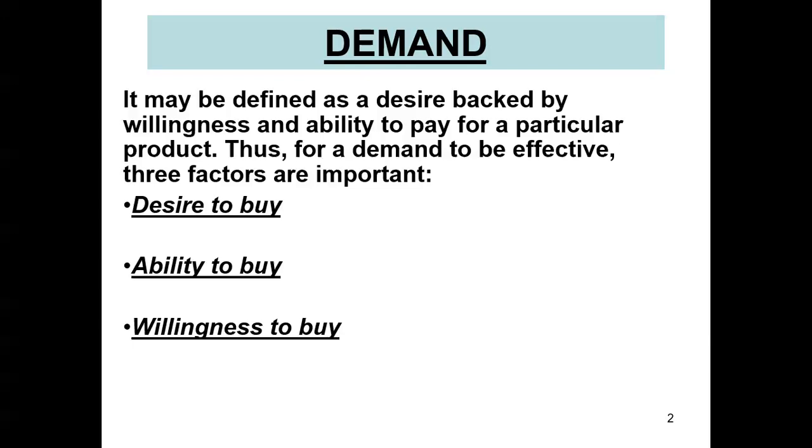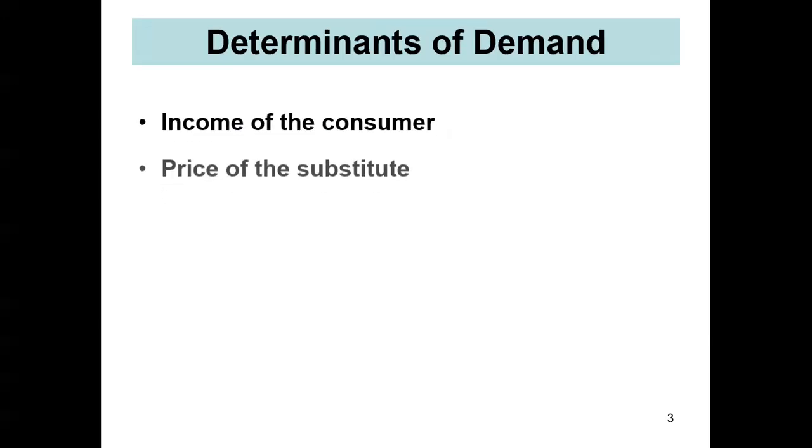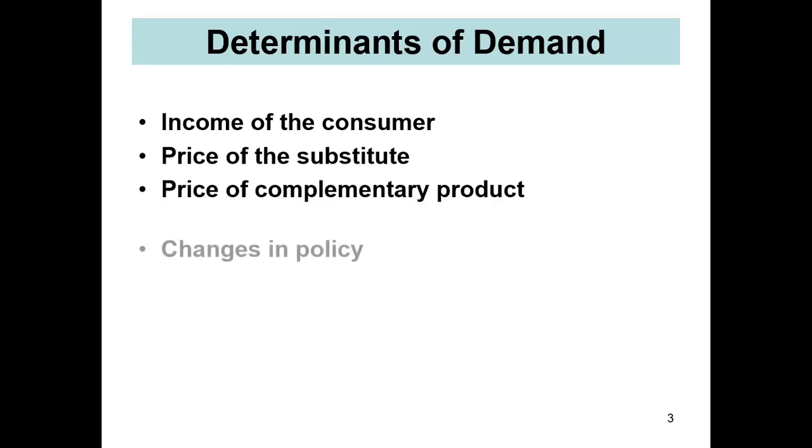Again, I'm going to tell you: desire to buy, ability to buy, and willingness to pay also. Right? Those are the three things you need to understand. Having said that, let me go to the main determinants of demand. Right. First, income of the consumer. A buyer's income always determines his purchasing capacity. Therefore, an important determinant of demand is the income of the consumer.